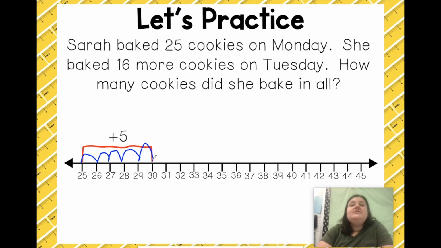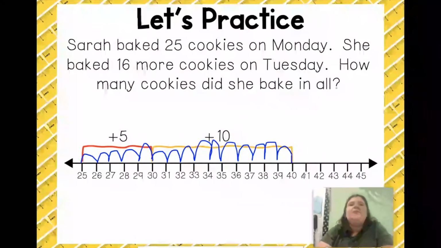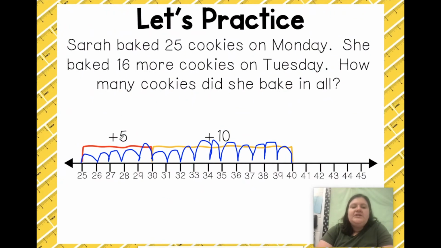All right. So now that I've jumped 5, I want to go find the next nearest 10. The next 10 is going to be 40. So let's see how many I need to jump to get up to 40. 1, 2, 3, 4, 5, 6, 7, 8, 9, 10. So I had to make 10 jumps to get to the next number, which would be 40. But am I done yet? I need to make a total of 16 jumps. Well, I jumped 5 over here and I jumped 10 over here. That means I need to jump 1 more.